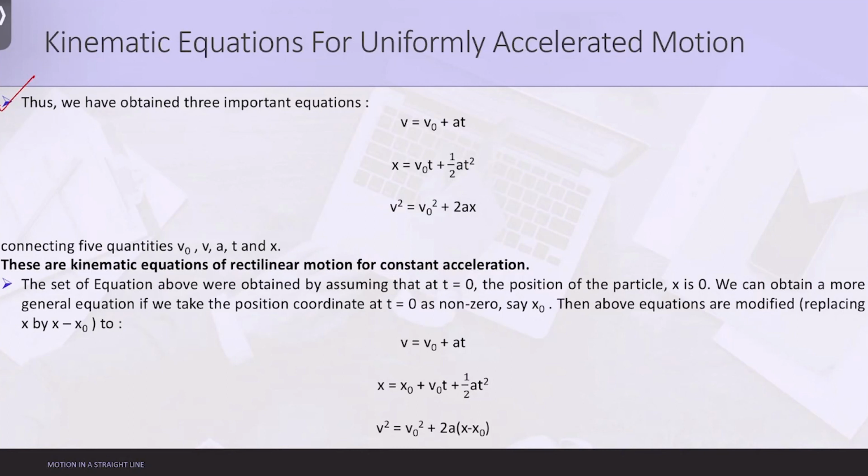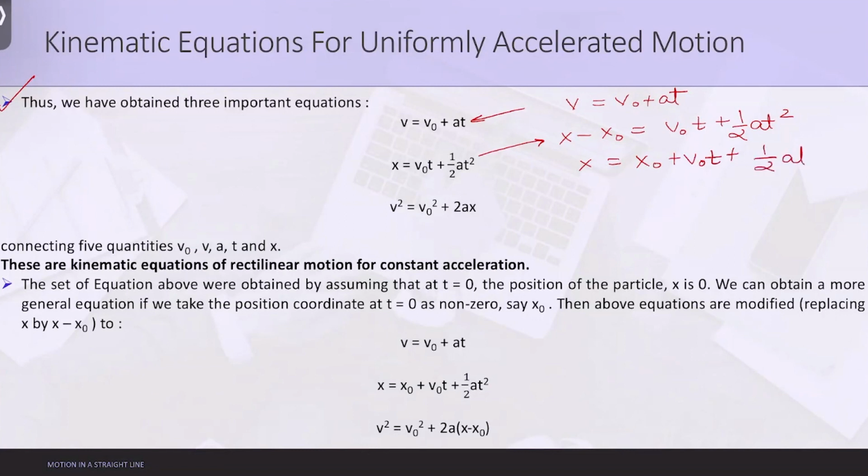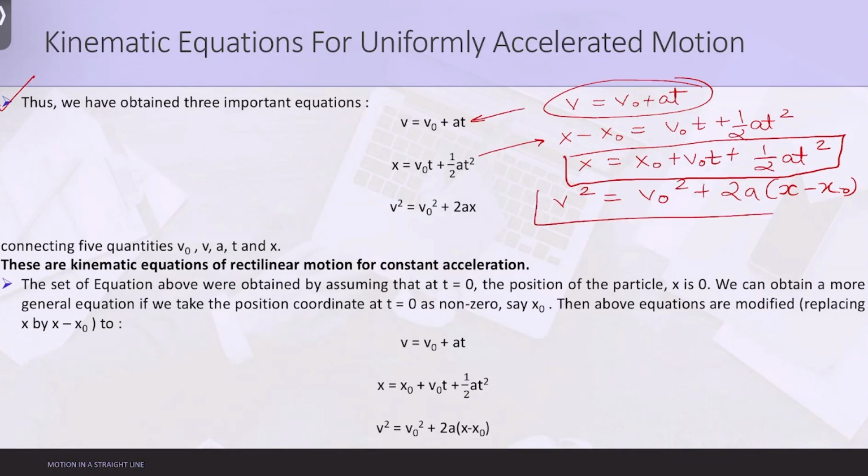Then the above equations are modified, replacing x by x minus x naught. So how does it change? The first equation does not have any x, so it is nothing but the same, that is v is equal to v naught plus at. Another equation has x, so we will change it to x minus x naught is equal to v naught t plus half at square. Therefore this will be equal to x naught plus v naught t plus half at square. Okay, similarly the second will be v square is equal to v naught square plus 2a into x minus x naught. Okay, so this is your first, this is your second, and this is your third.